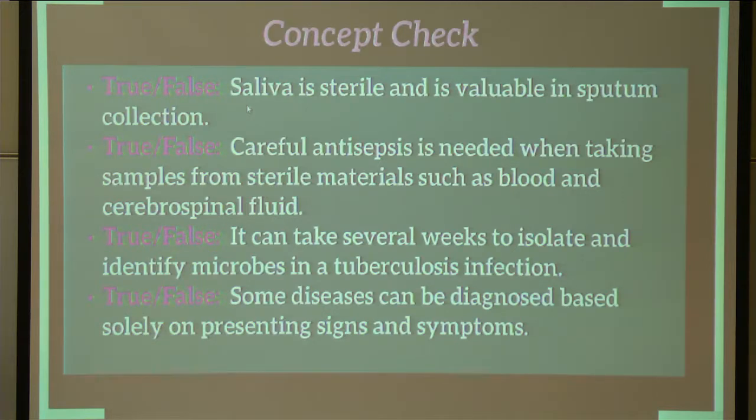All right, true or false? Careful antisepsis is needed when taking samples from sterile materials such as blood and CSF. That's true. You don't want to introduce anything into those samples. All right, next up, true, false. It can take several weeks to isolate and identify microbes in tuberculosis infection. True, for sure. That bacteria grows super, super slow. It can take a really long time if you're trying to grow that up on a plate.